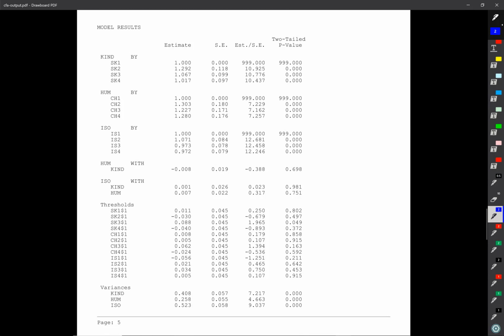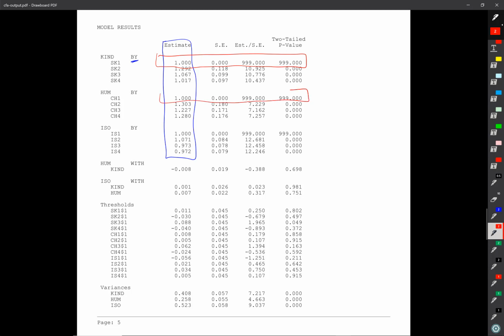So first of all, these estimates here are the factor loadings, and that's because they come in the by statements. Notice here that the first loading for each of the subscales is 1, and it is also fixed. You know that it is fixed because the p-value is 999, which is just a convention. This is known as the marker indicator approach or the reference indicator approach, and it is the default for M+. It is important to use this in order to give a metric to your factor.